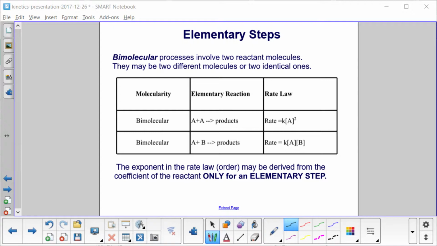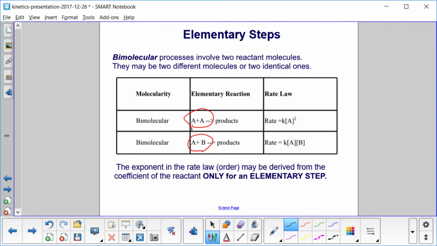Bimolecular processes involve 2 reactant molecules. There may be 2 different molecules, which you see here, A plus B, going to products, or there could be 2 identical ones, like you see here, A plus A. And the rate law, again, can be derived. The exponent in the rate law can be derived from the coefficient of the reaction only for an elementary step.